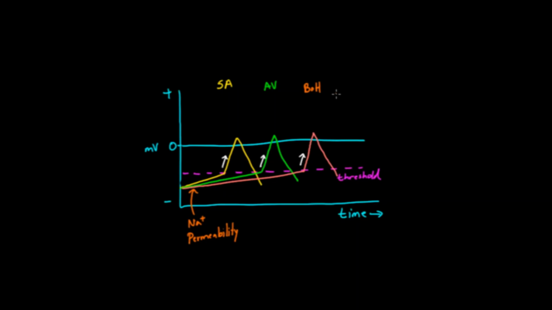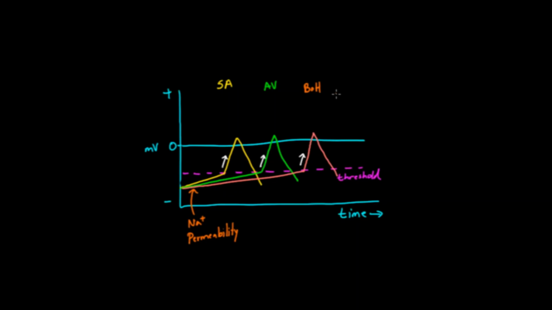First, on the left-hand side, on the y-axis, we have millivolts, all right? And then on the x-axis, we have time. Okay, so the amount of time that it would normally take. The yellow line denotes the SA node, sinoatrial node. Sodium permeability is relatively good there. So as sodium enters the cell, millivolts start to increase within the cell. It finally reaches the threshold, that pink line there.